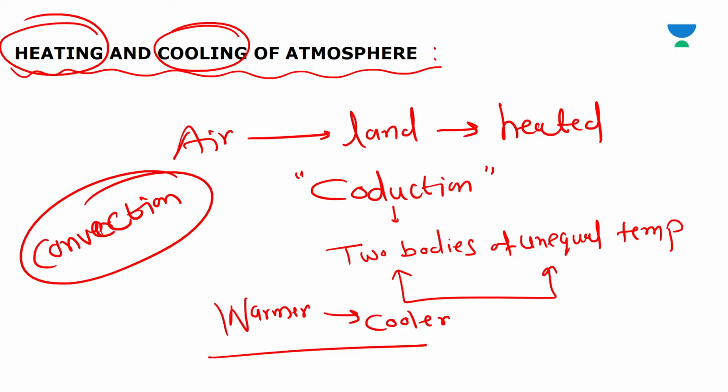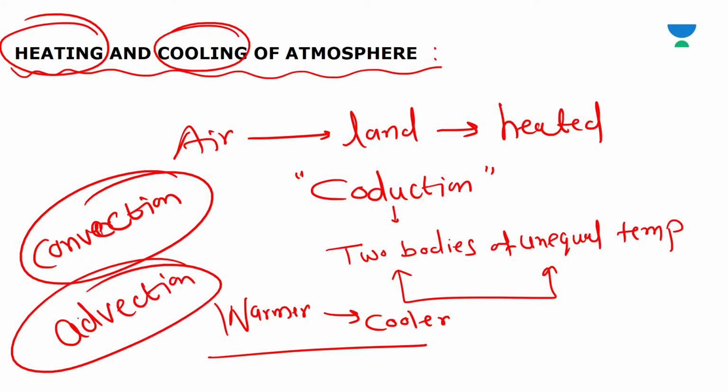Yes. Now, the transfer of heat through horizontal movement of air is known as advection, and horizontal movement of the air is relatively more important than the vertical movement. So in middle latitudes, most of the diurnal variation in daily weather is caused by advection alone.